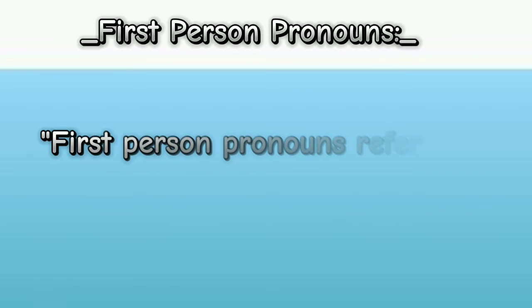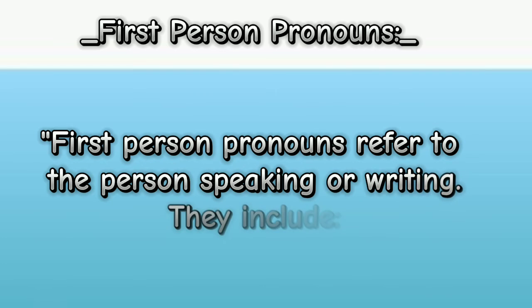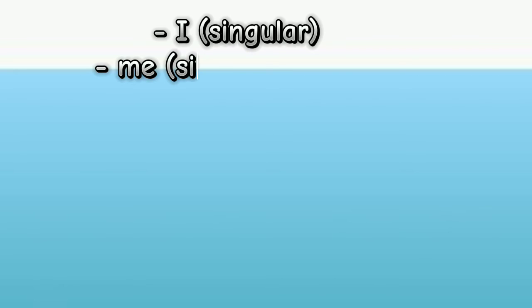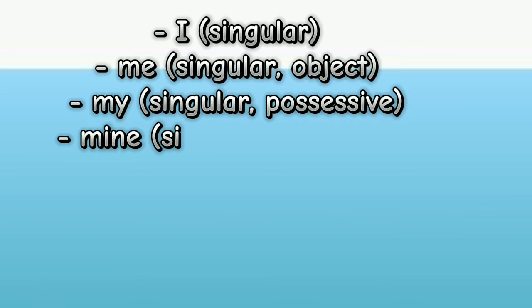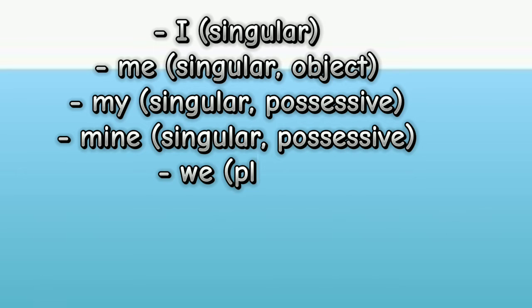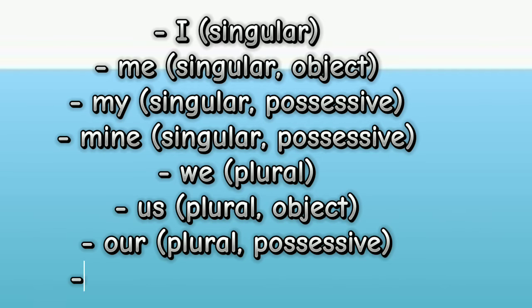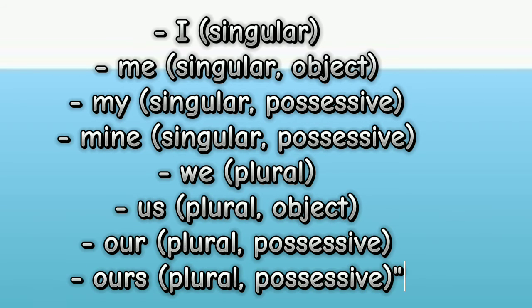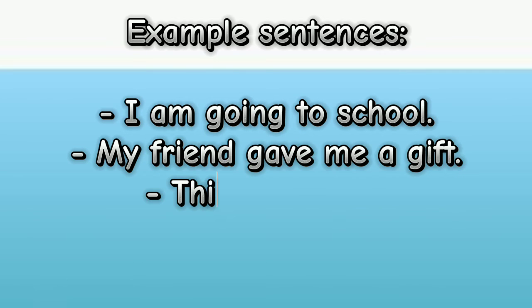First-person pronouns. First-person pronouns refer to the person speaking or writing. They include I, singular; me, singular, object; my, singular, possessive; mine, singular, possessive; we, plural; us, plural, object; our, plural, possessive; ours, plural, possessive. Example sentences: I am going to school. My friend gave me a gift.